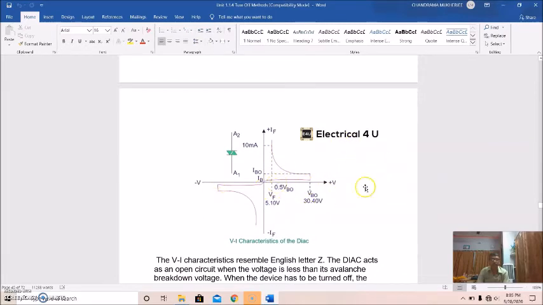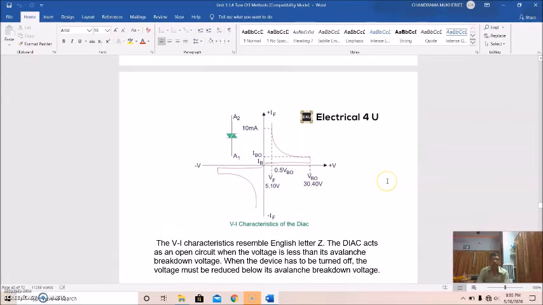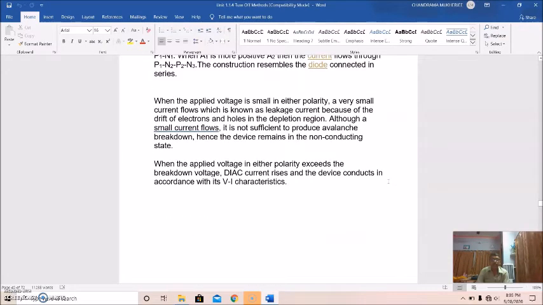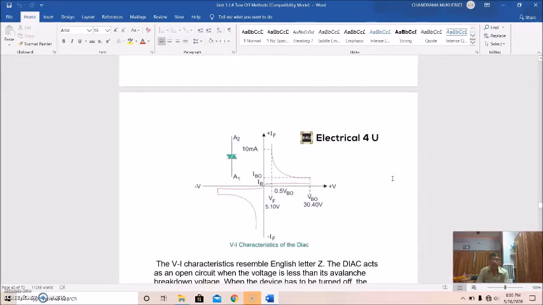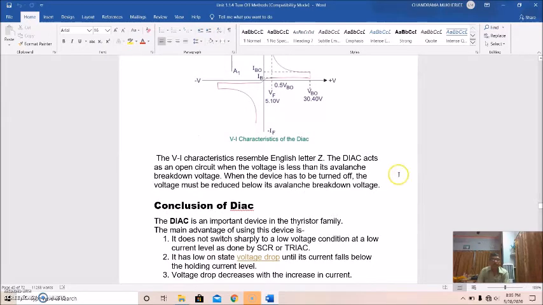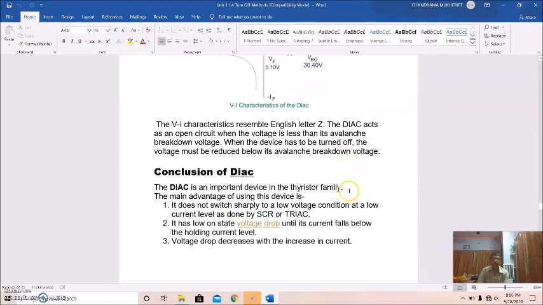This characteristic will be taken from the electrical course for you. This is the way, either this direction or this direction. So this is the symbol. The VI characteristic looks like the English letter Z. The DIAC acts as an open circuit when the voltage is less than its avalanche breakdown voltage. When the device has to be turned off, the voltage must be reduced below the avalanche breakdown voltage.